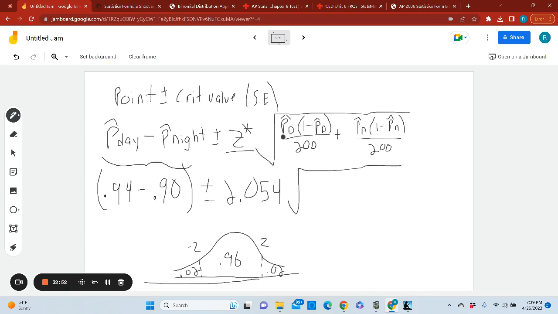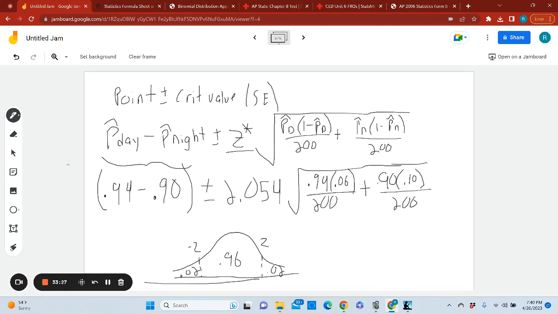This is going to be a whole mess, but no problem. P hat for the daytime was 94%, so 0.94 times 1 minus that, which would be 6%, or 0.06, all over the 200 pieces that I sampled, plus P hat from the night shift was 0.90, times 1 minus that, which is going to be 0.10, all over 200. And that's the work.